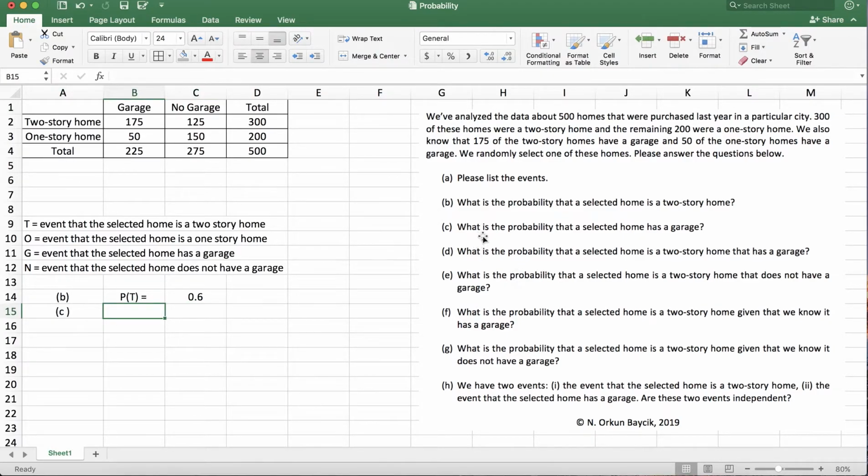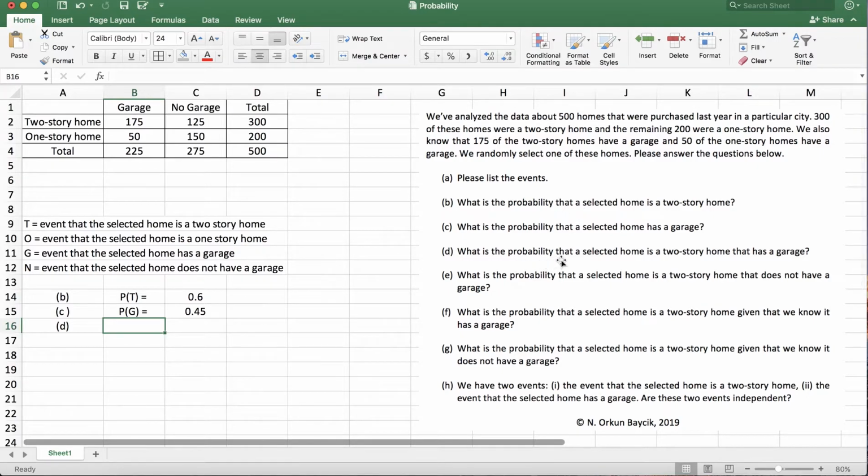Part C, what is the probability that a selected home has a garage? So the home having a garage is an event that we defined by event G, right? So we are going to look at how many of these homes have a garage. That is 225, right? The total number of homes with a garage, divided by the total number of homes that we have, which is 500, right? So that will be 0.45. Part D.